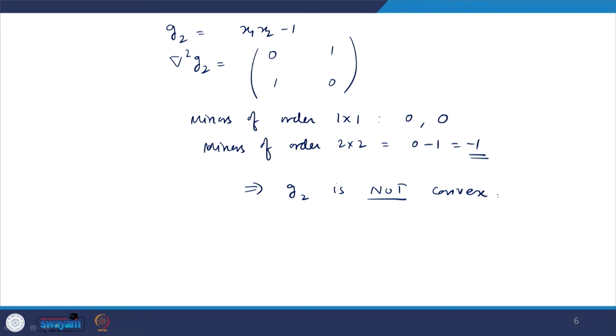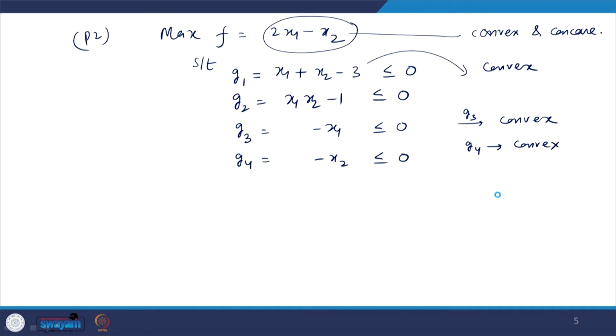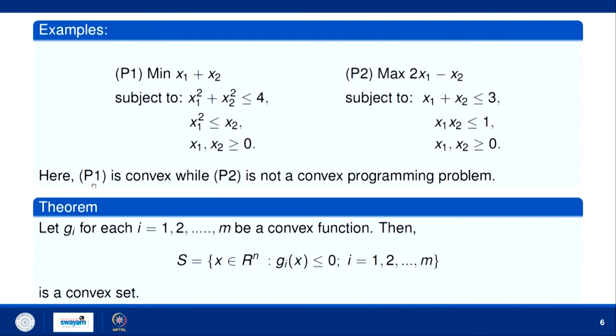So, what have we concluded? In this problem, G 4 is convex, but G 2 is not convex. So, this implies that problem P 2 is not a convex programming problem, because the objective function as well as all constraints must be convex. For a minimization type objective function, all constraints must be of less than or equal to type. Hence, we have concluded that P 1 is a convex programming problem and P 2 is not.